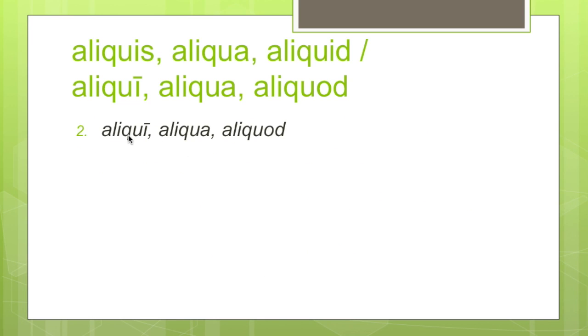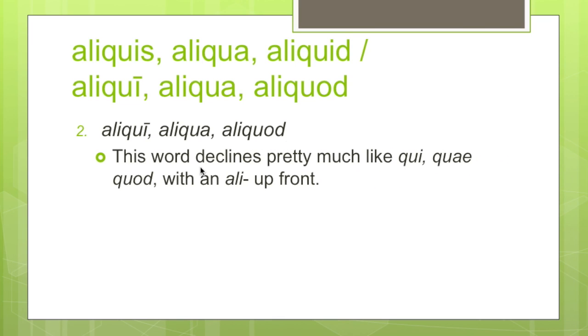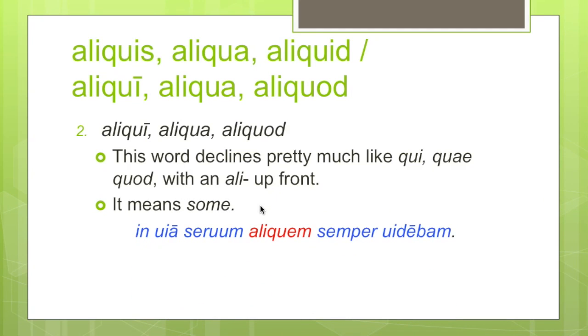There is a related form, and this is the second important word that's present, aliqui, aliqua, aliquod. This word declines pretty much like qui, quae, quod, with an ali up front. It means some, in the sense of someone or other. I might say, in via servum aliquem semper videbam. I always used to see some slave on the road. In other words, some slave or other.